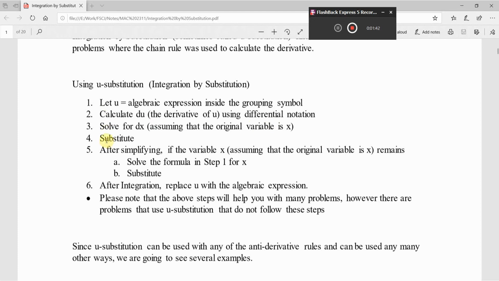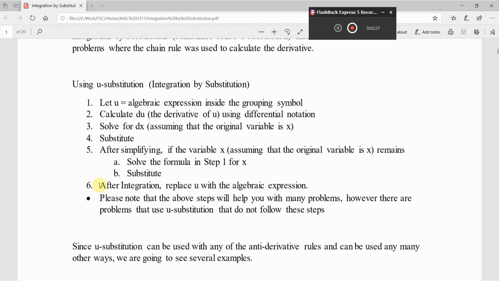So after we have built those equations, we are now going to substitute into our original integral. Every place where that algebraic expression exists, we replace that with a u. Every place where the dx exists, we replace that with the expression we built there. After substituting, if the variable x still remains, we need to take the formula in step 1 and solve that for x, and then substitute again. At this point, we should now have something that has only the variable u, and it should have only du's, there should not be any dx's.